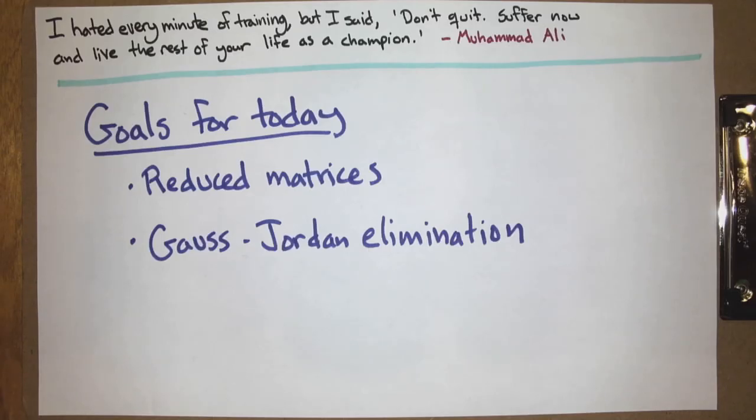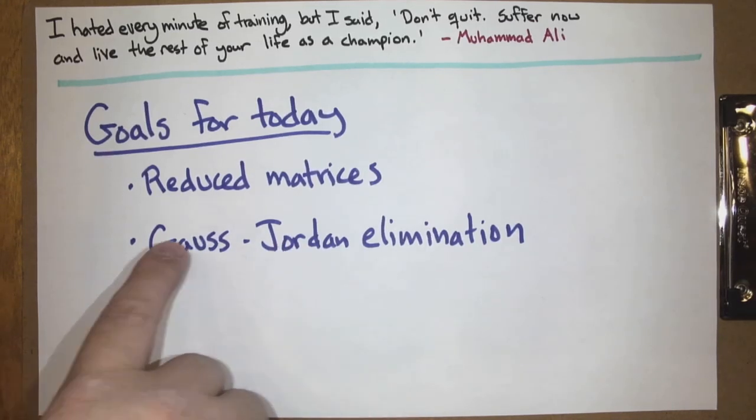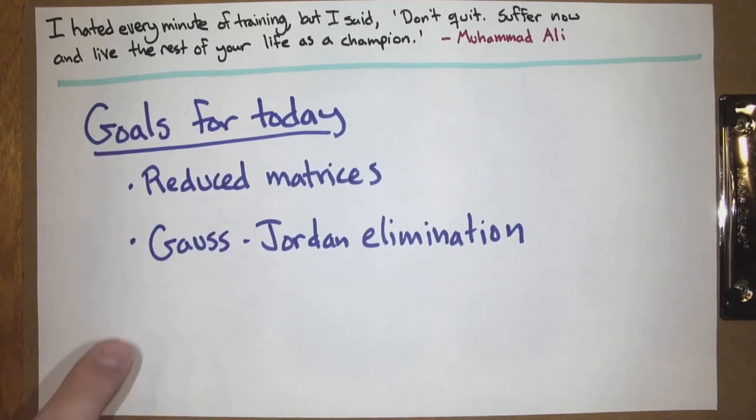It's worth the investment. Now, what's our goal for today? We're going to talk about the idea of reduced matrices. In essence, reduced matrices is, what are we shooting for? When we're doing this process where we're using augmented matrices, what's our target to end up with? And then we're going to talk about the idea of Gauss-Jordan elimination. Now, Gauss and Jordan were two different mathematicians. Gauss, by the way, is often considered one of the great mathematicians.